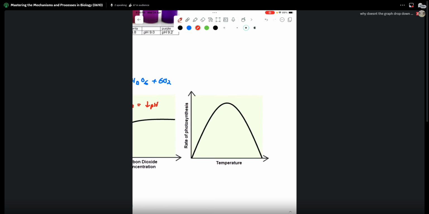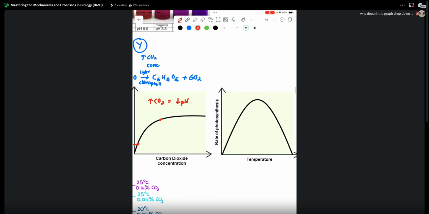And temperature. Why doesn't the graph drop? It did drop down eventually. It's just that it's never shown. It did drop down. Confirm it will drop down.